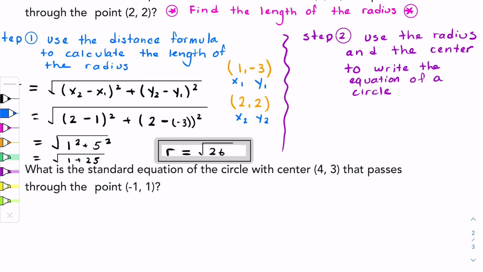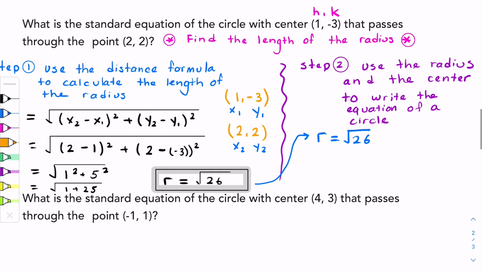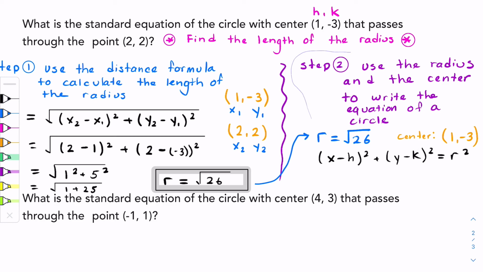All right, so taking our previous information, we know from step 1 that the radius is equal to the square root of 26. And we know that the center is at 1, -3. So I'm filling in the equation that we learned at the top of this note sheet, which is x minus h in parentheses squared plus y minus k in parentheses squared is equal to r squared. And I'm using this information to fill in that equation.